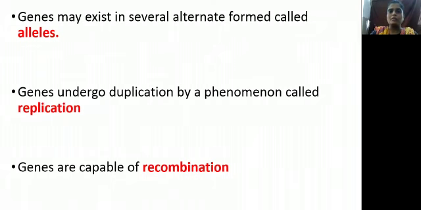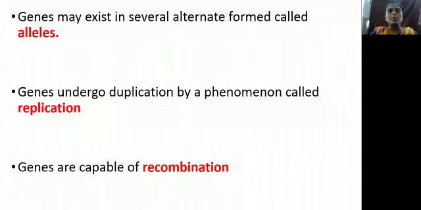Genes exist in several alternative forms, that is called allele. We already have discussed the term allele. Allele means alternative form of same gene. That is, in a diploid organism, two sets of chromosome are present, and at the same locus the same gene is present which codes for same character, but it can produce different effect. Such alternative form of gene is called allele.